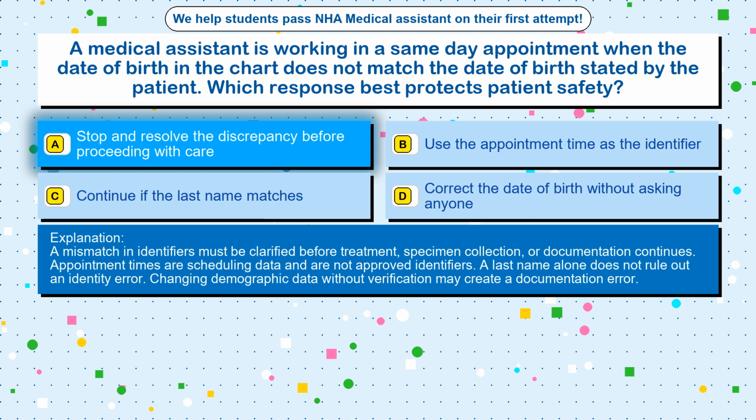Appointment times are scheduling data and are not approved identifiers. A last name alone does not rule out an identity error. Changing demographic data without verification may create a documentation error.